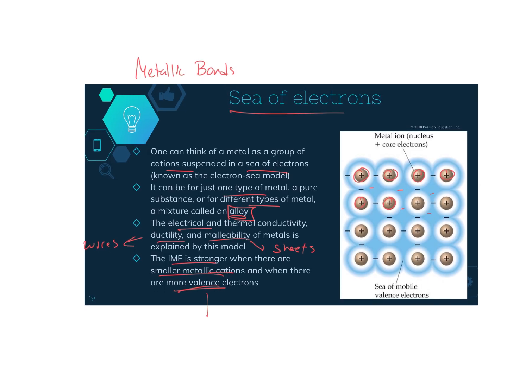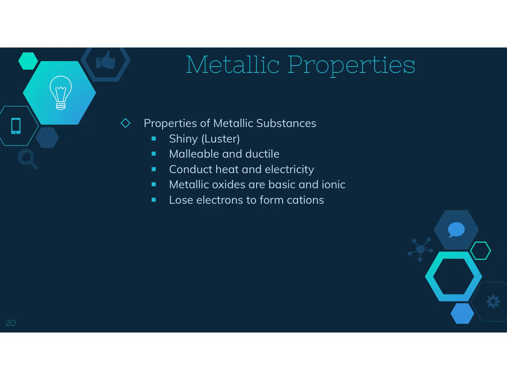It might not surprise you that because of this, the transition metals make really good metallic bonds because they have d orbitals, which have a lot of valence electrons, and they also generally are smaller as you go to the right of the periodic table. And finally, some properties. They're really shiny. Again, they're malleable and ductile. You can pound them into sheets or turn them into wires. They conduct heat and electricity as they are. Metallic oxides are often basic, and they lose electrons to form cations typically.